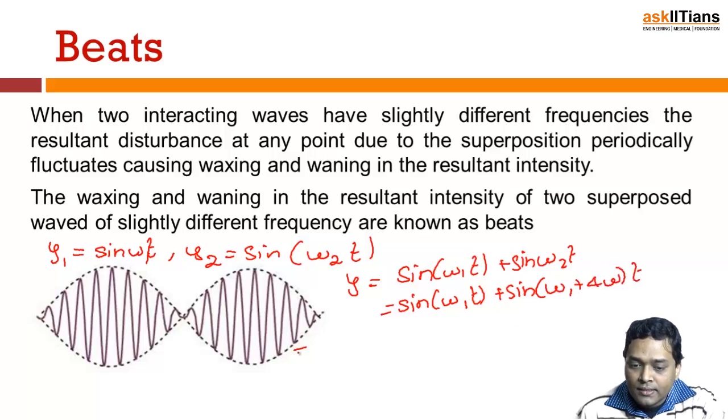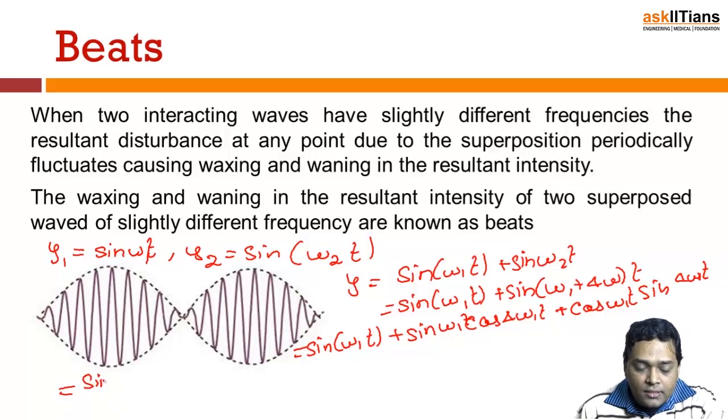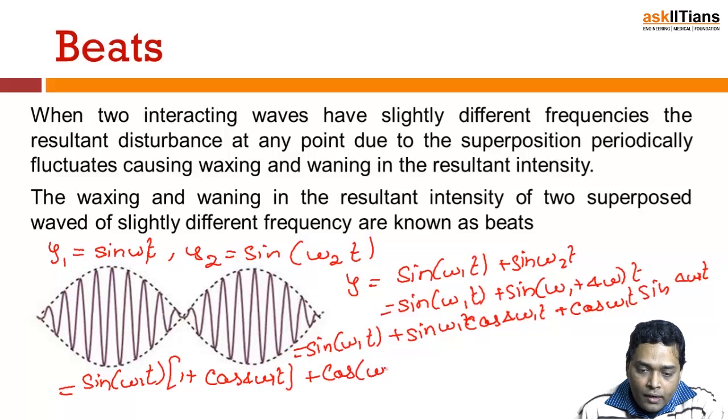So as a result, if I just try adding it up, I'll get sine omega 1t, then a plus b, if I use that particular formula, so I'll get sine omega 1t cos delta omega 1t, plus cos omega 1t sine delta omega 1t. As a result, I can just take sine omega 1t common. So that comes out to be 1 plus cos of delta omega 1t, and then you have cos of omega 1t sine of delta omega 1t.